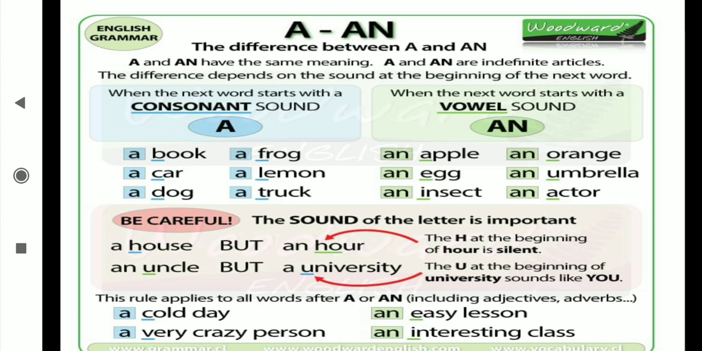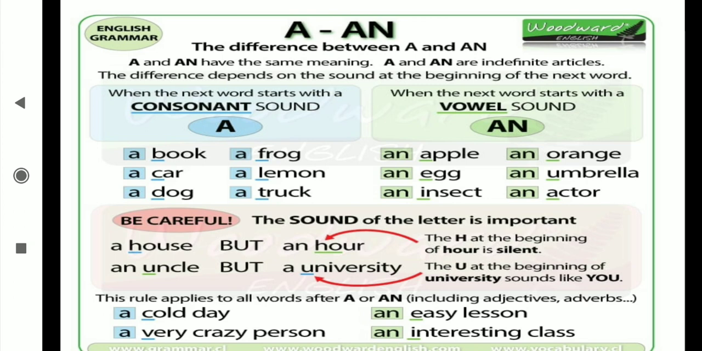Now there is a difference. As I said, the difference between indefinite and definite is a and the. There is also a difference between a and an: where to use a and where to use an. A and an have the same meaning, means one, singular. A and an are indefinite articles. The difference depends on the sound at the beginning of the next word, how that word creates the sound, how its pronunciation is. On that pronunciation we depend, we take a, otherwise an.